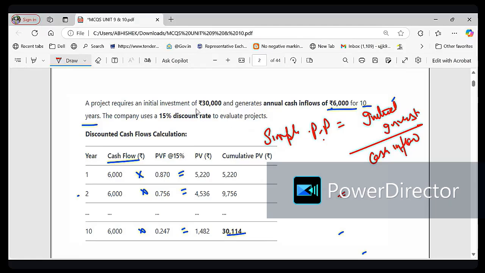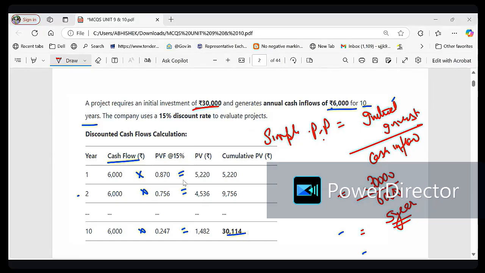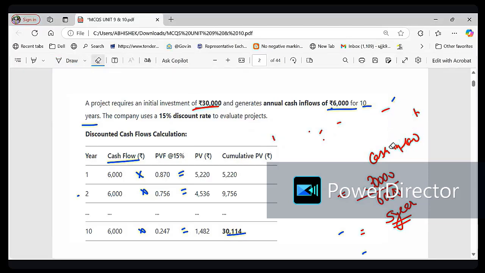What is the initial investment? 30,000. Just write 30,000 in the numerator. And what is the cash inflow? 6,000. Just write 6,000 in the denominator. How much is it? 5 year. So as per the simple payback period method, simple payback period is how much? 5 year. Right. Now come back to discounted payback period. There are two kinds of payback period, simple payback period and discounted payback period. Now let's calculate the discounted payback period. Right. Simple payback means what?